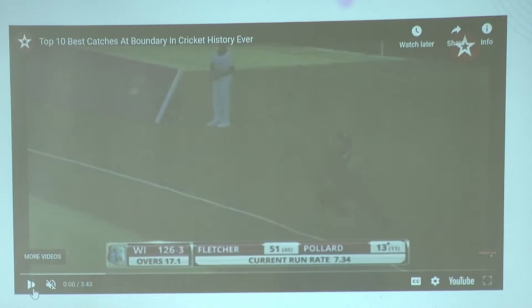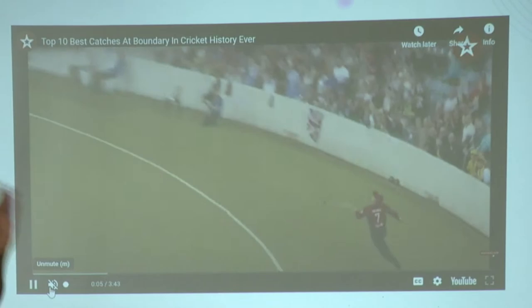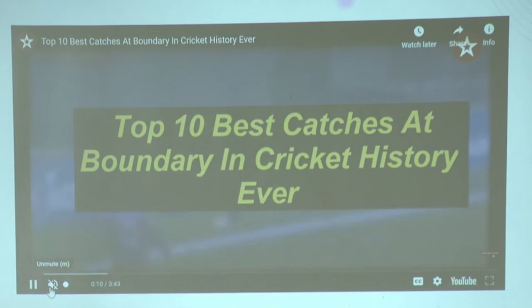All right, let's take this. So, here are 10 catches that were taken along the boundary line. Let us look at it and see what it involves.